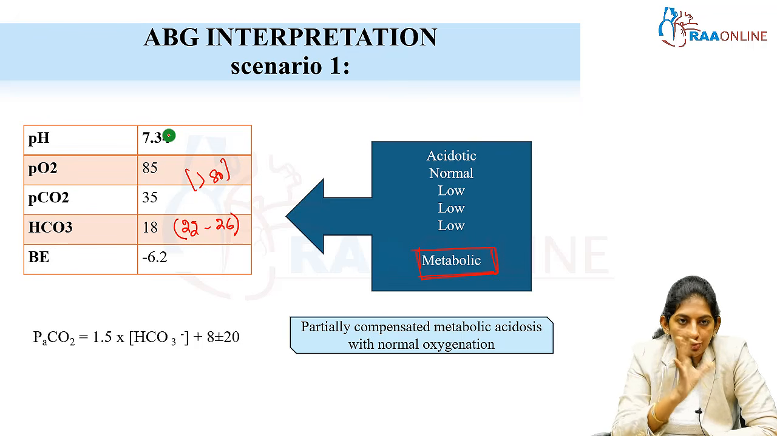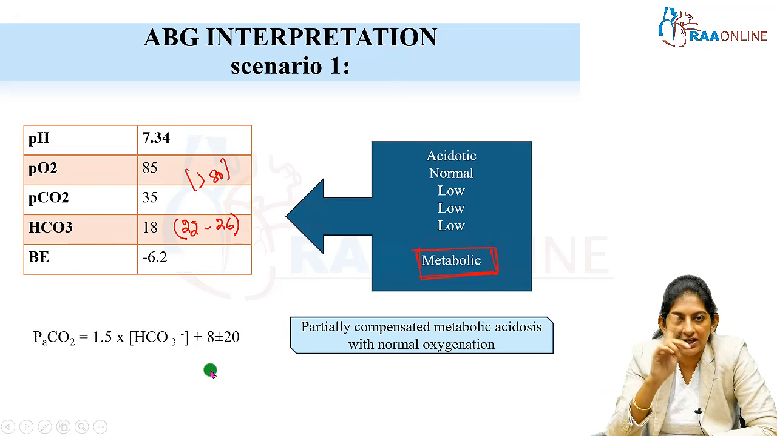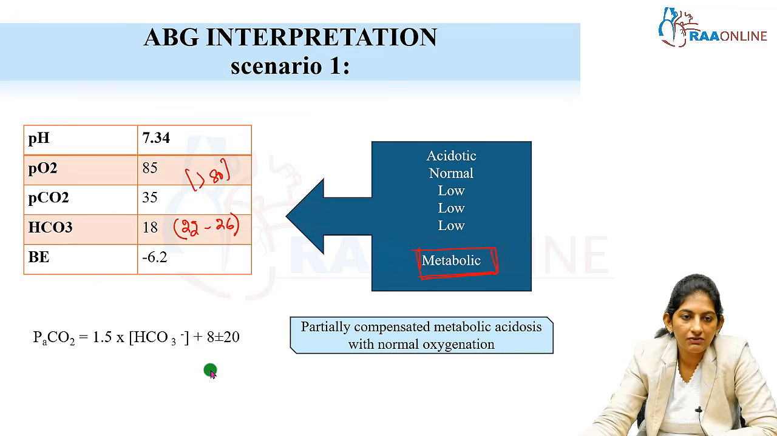So, if you want to substitute in the formula and see, this Winter's formula you can use, or the formula that I told you, that change in bicarbonate with respect to the carbon dioxide, that also can be done. So, here we have done the Winter's formula, which is 1.5 times bicarbonate plus 8 plus or minus 2. It is not 20, it is 2. Okay. So, this is not corresponding to the PCO2 here.